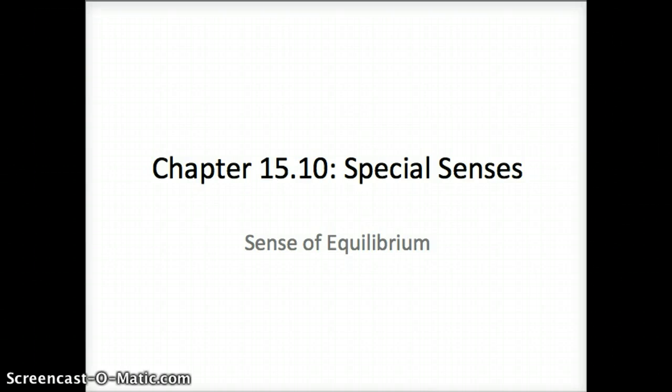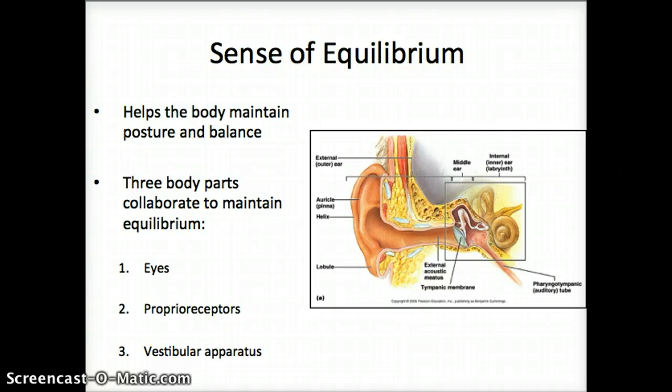This is the sense of equilibrium, and I'll go into the structures that are involved in this and what it does. The sense of equilibrium helps us maintain body posture and balance. There are 3 body parts that work together to help us with this equilibrium. The first is the eyes. We also have our proprioceptors, and then we have our vestibular apparatus, which is found in the ear. So I'm going to go into that a little bit more.